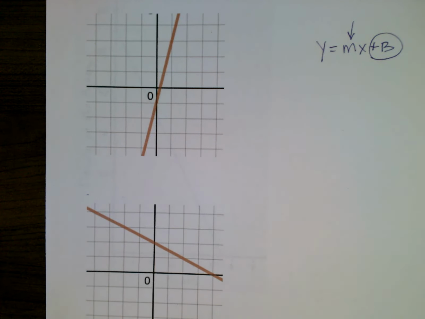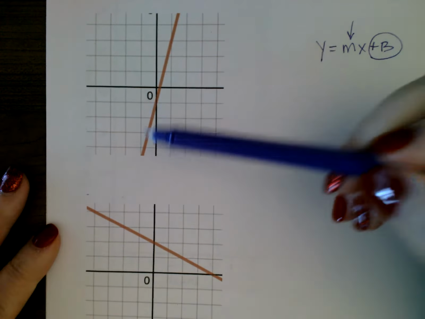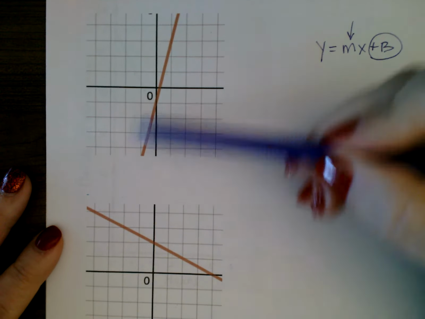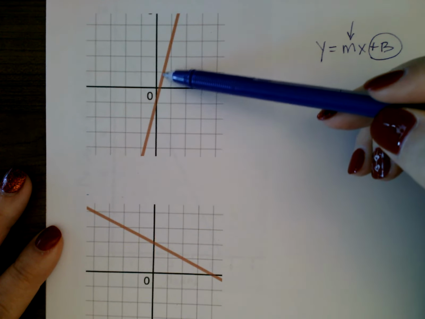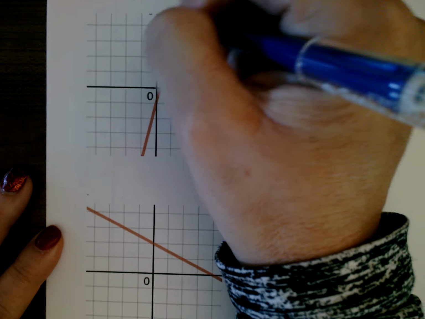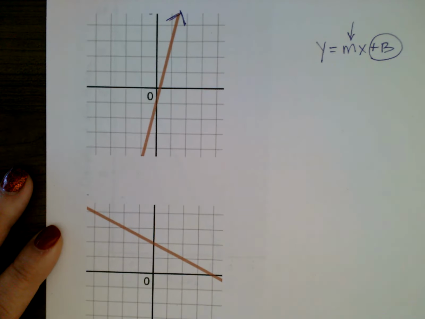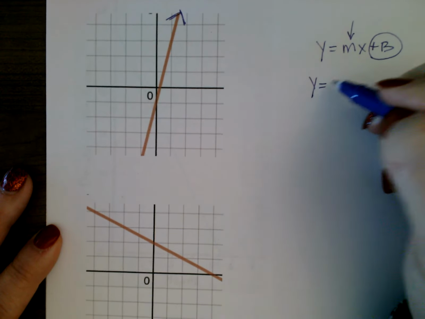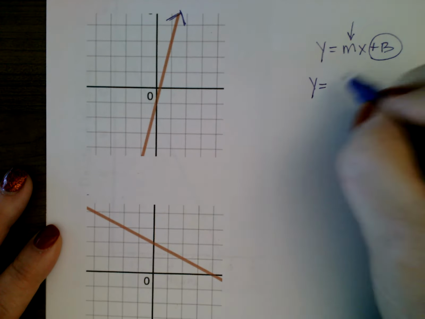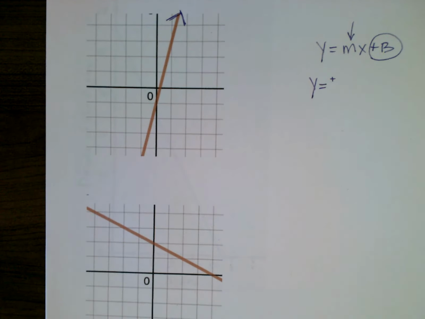First thing I like to do when I look at a graph is start with my pen on the left side and follow the line. I notice this line is going uphill, so my slope definitely will be positive. If you want, write a little plus sign so you don't forget.